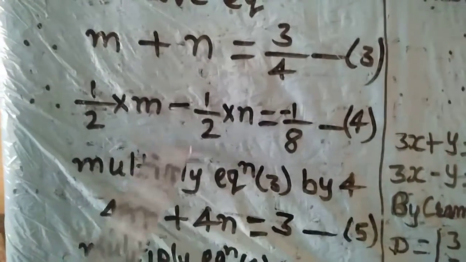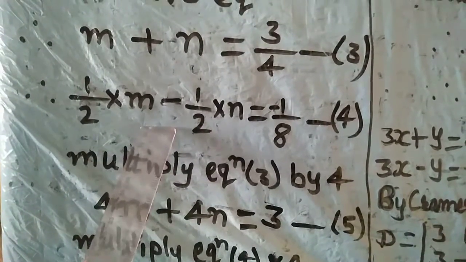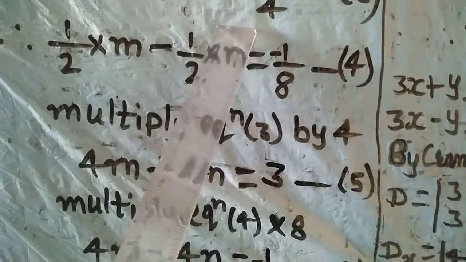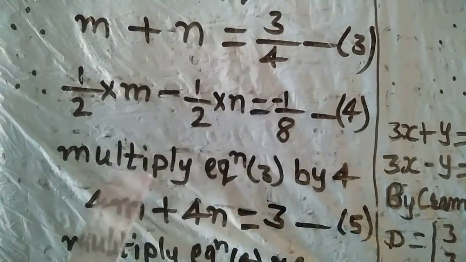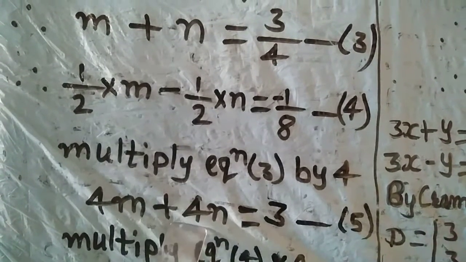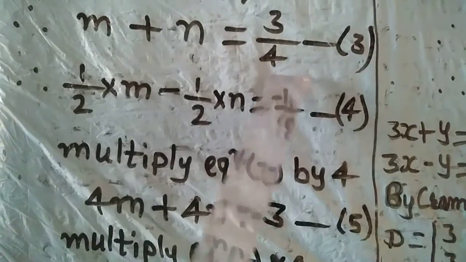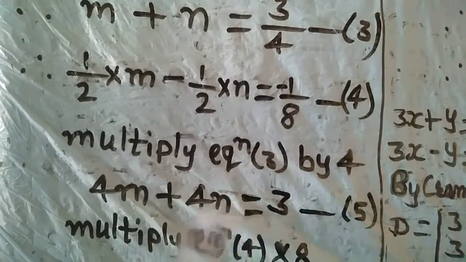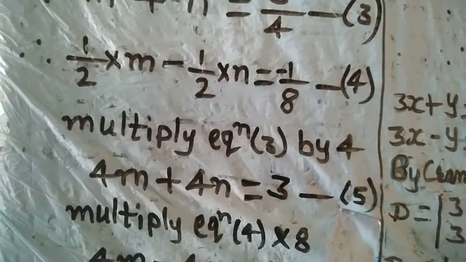Now again these equations are not in standard form. So multiply equation 3 by 4. When we multiply equation 3 by 4, it becomes 4 multiplied by m plus 4 multiplied by n is equal to 3 upon 4 multiplied by 4. The 4s get cancelled, so the value is 3. So 4m plus 4n is equal to 3. This is your equation 5.